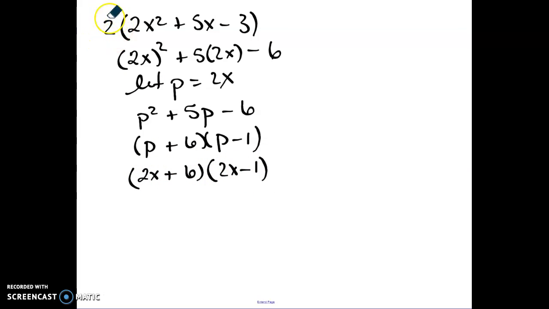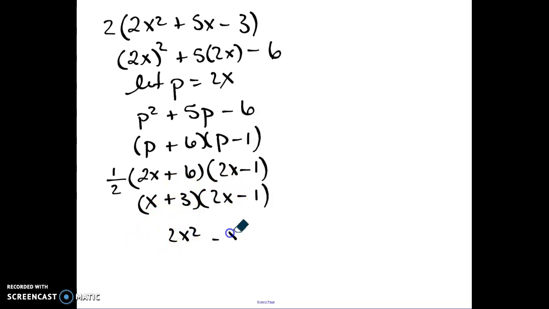But here I multiplied by 2, so to finish my problem out, I have to divide by 2. I only have to multiply through in one place to get this all done. 1/2 times 2x gives me x, 1/2 times 6 gives me 3. And my final answer is x plus 3 times 2x minus 1. To multiply and check, I would get 2x squared minus x plus 6x minus 3, which does give me my correct original equation, 2x squared plus 5x minus 3. So this is my final answer.